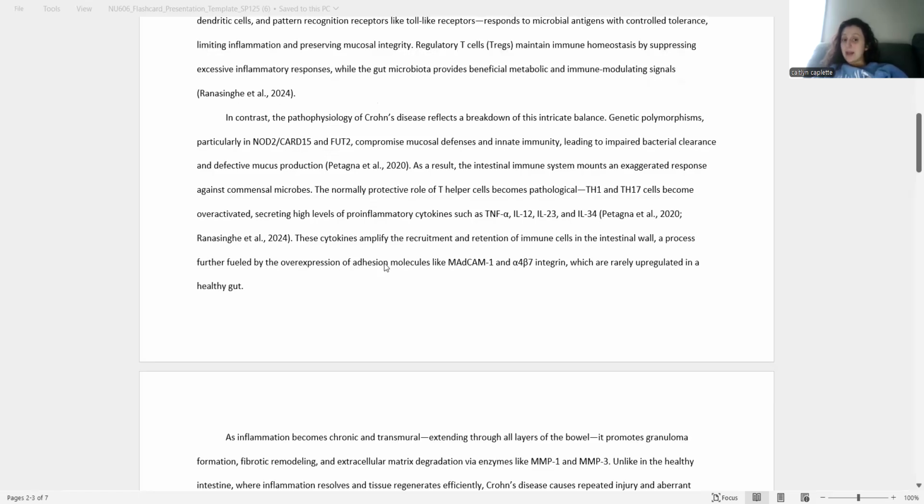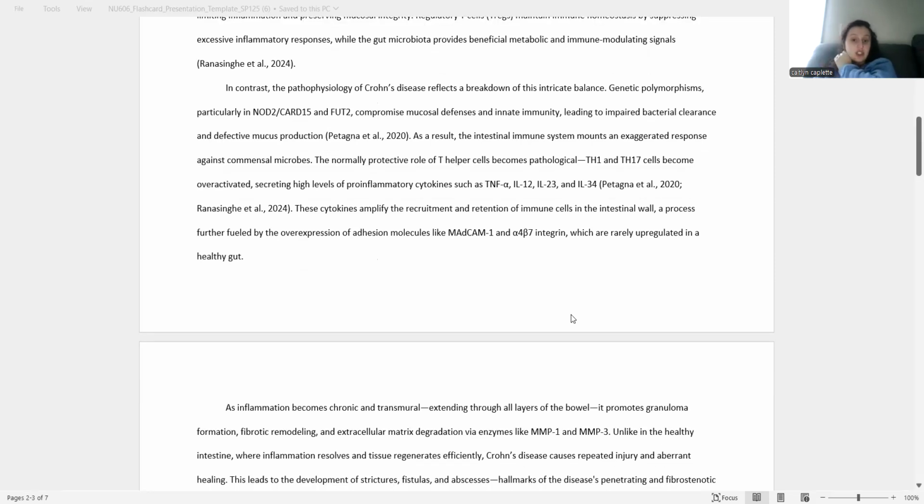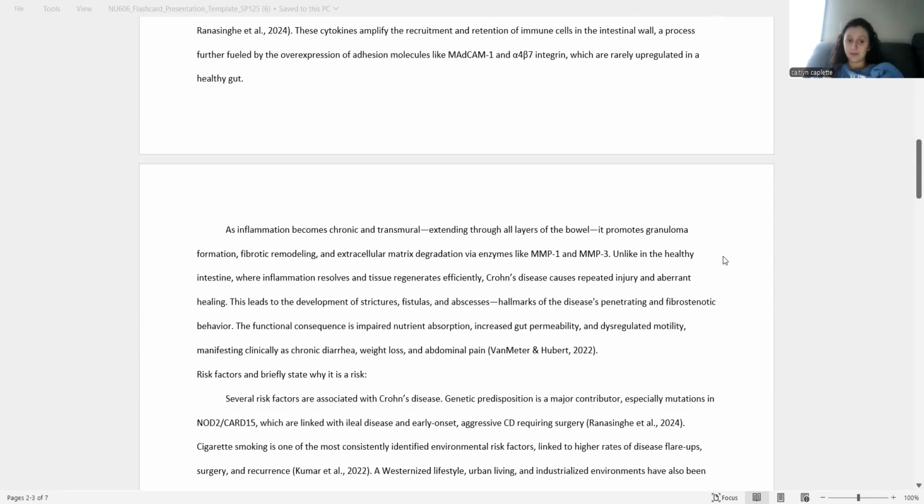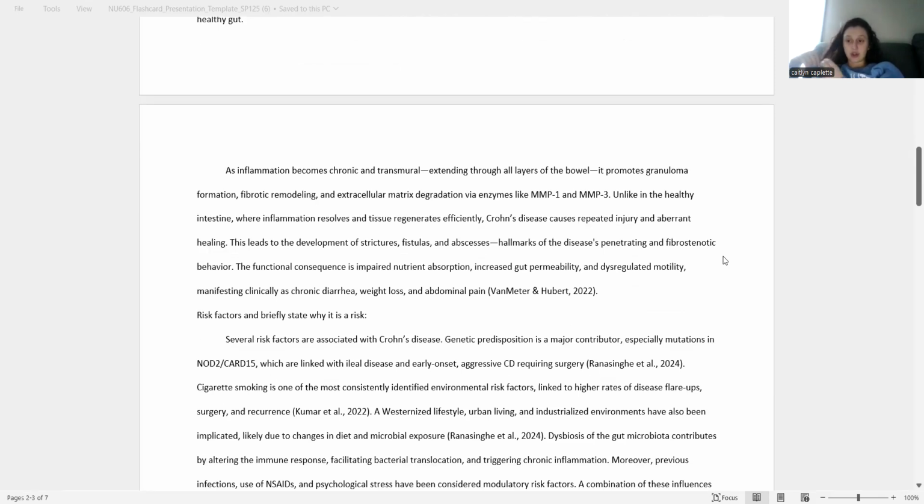Those cytokines then amplify the recruitment and retention of immune cells in the intestinal wall. This process is further fueled by the overexpression of adhesion molecules, which are rarely upregulated in a healthy gut. As inflammation becomes chronic, extending through all layers of the bowel, it promotes granuloma formation, fibrotic remodeling, and extracellular matrix degradation by enzymes like MMP1 and MMP3.